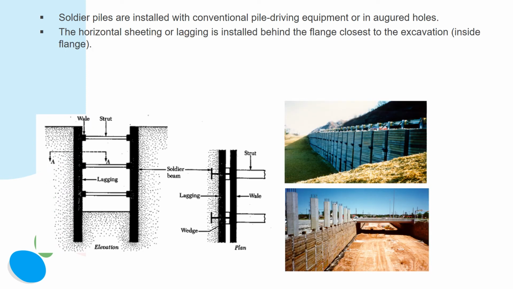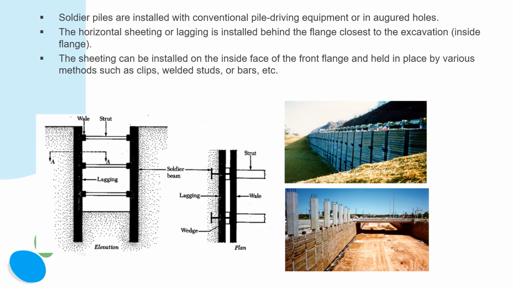The horizontal sheeting or lagging is installed behind the flange closest to the excavation, the inside flange. The sheeting can be installed on the inside face of the front flange and held in place by various methods such as clips, welded studs, or bars, etc.